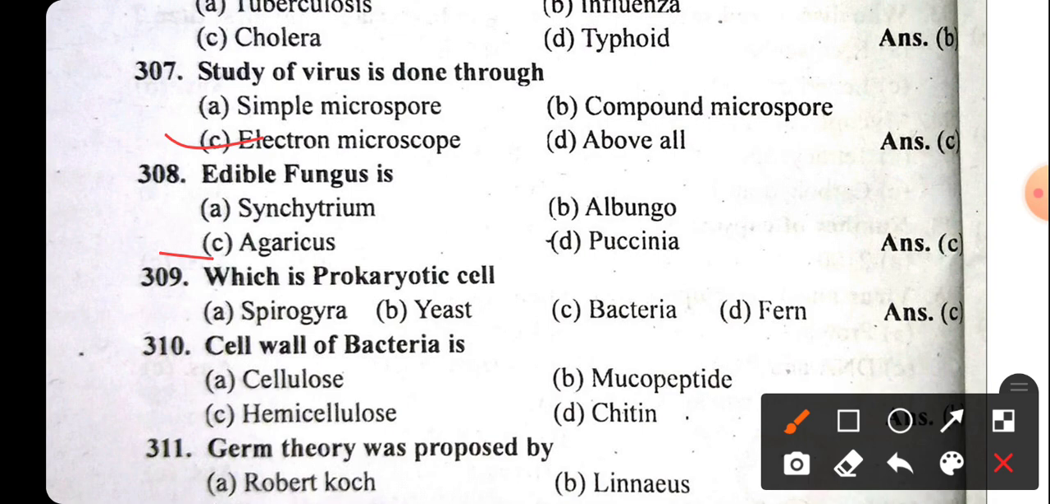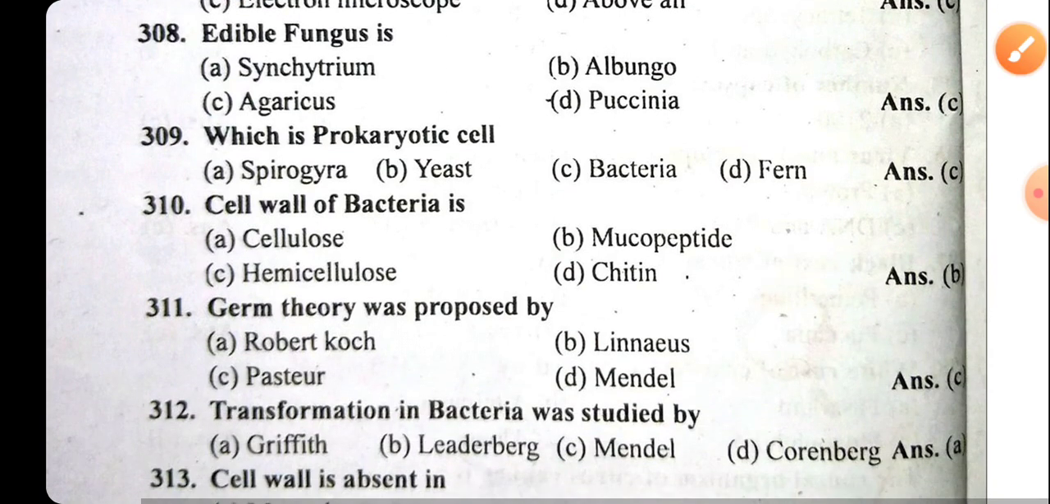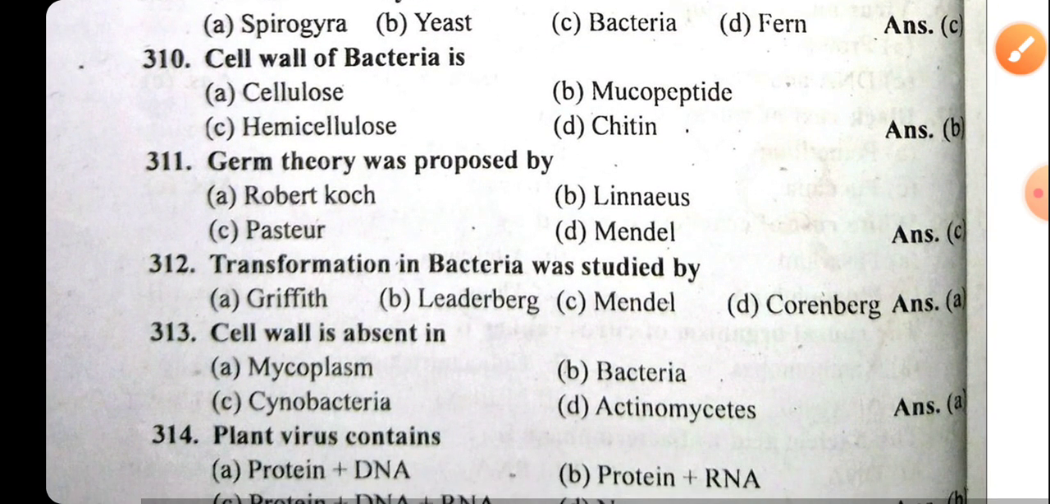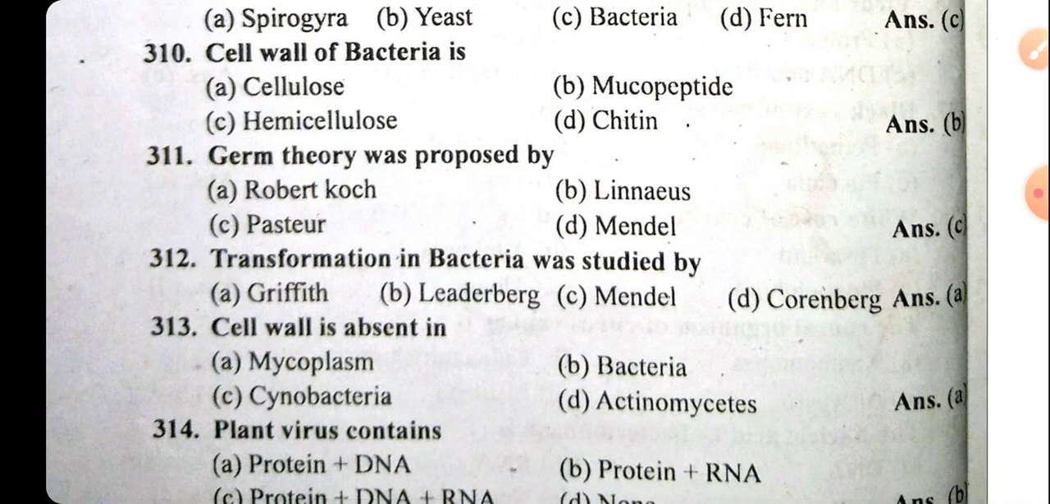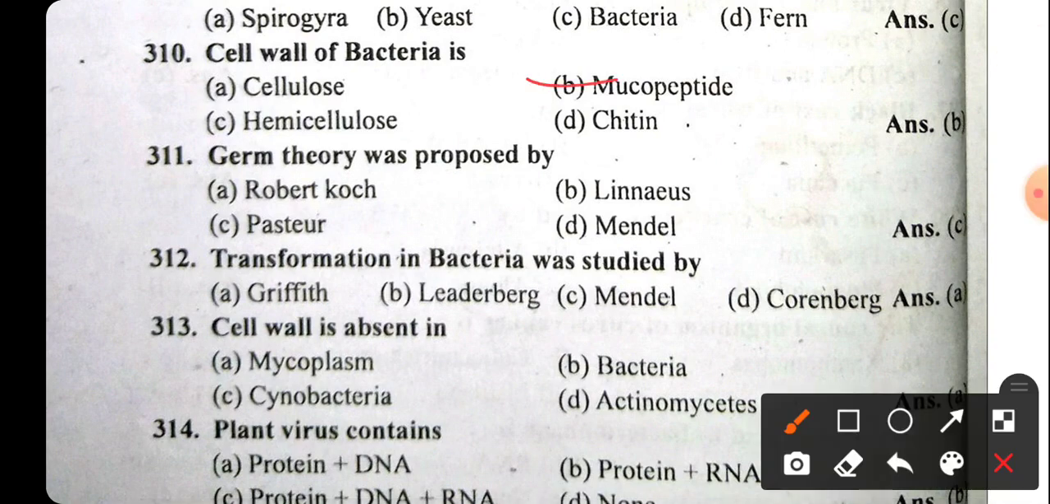Now the next question is: which is a prokaryotic cell, that is the bacterial cell is the prokaryotic cell, others are eukaryotes. The cell wall of bacteria is made of mucopeptide. Okay, option number B will be the right answer.